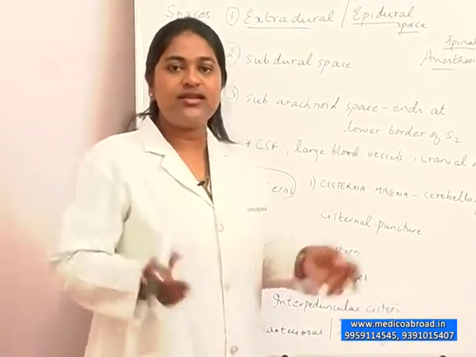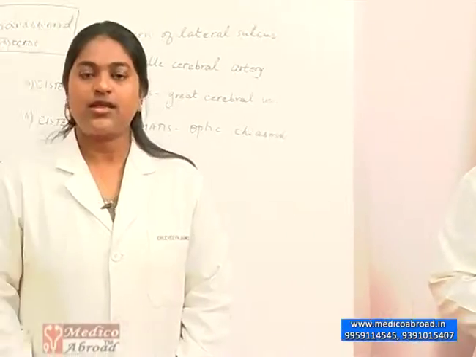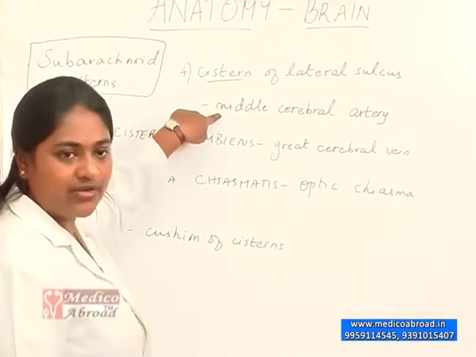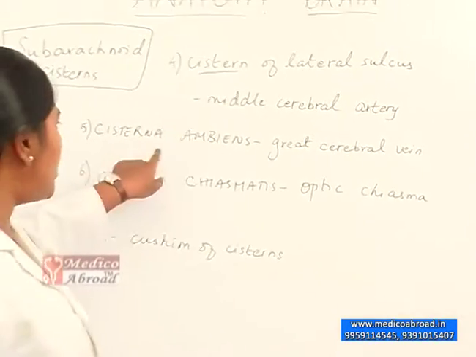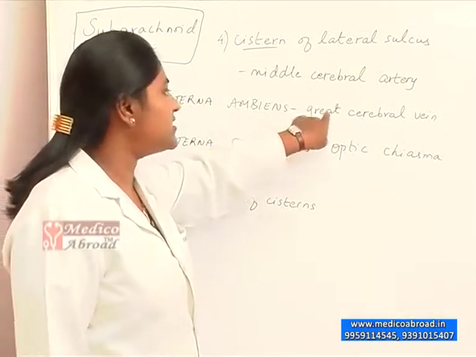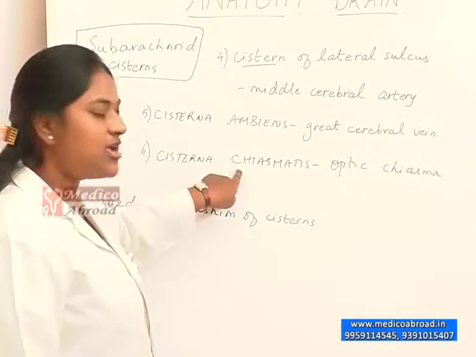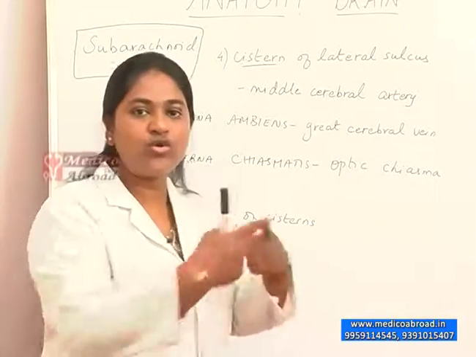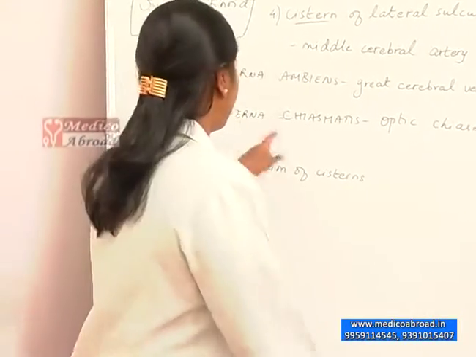This is an important network of blood vessels which supply blood to all parts of the brain. Then you have the cistern of the lateral sulcus, which contains the middle cerebral artery, which is an important artery. Then you have the cisterna ambiens, which is also called the cistern of the great cerebral vein, which bears the vein of the same name. Cisterna chiasmatis lies below and in front of the optic chiasma. This is the crossing over of both the optic tracts. This is called the optic chiasma.